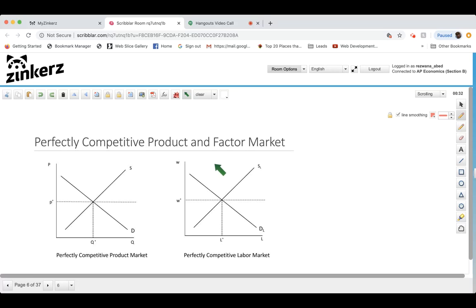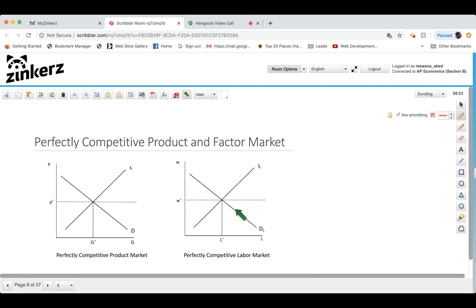And similarly, we have a perfectly competitive labor market graph, and on the vertical axis is the price of labor. The price of labor, once again, is the wage, because as we just saw, this is what firms have to pay workers in order to hire them. So the price of labor is known as the wage. And on the horizontal axis we have the quantity of labor that is going to be hired.